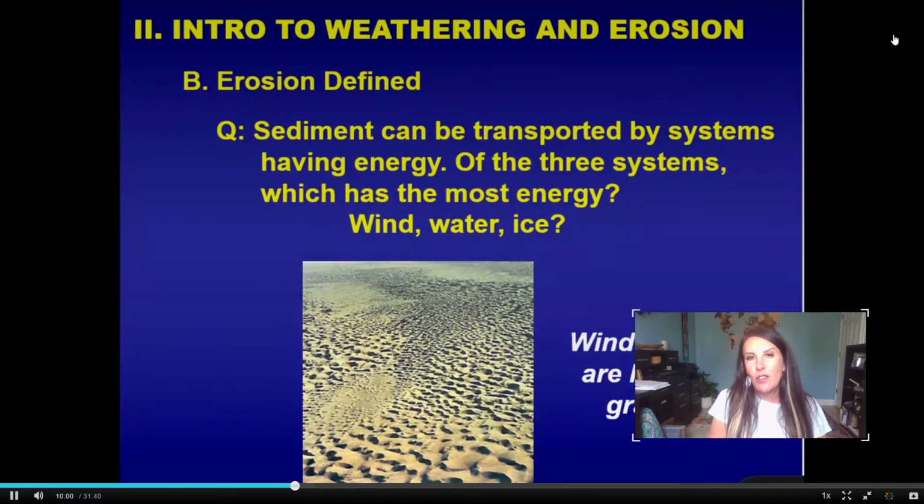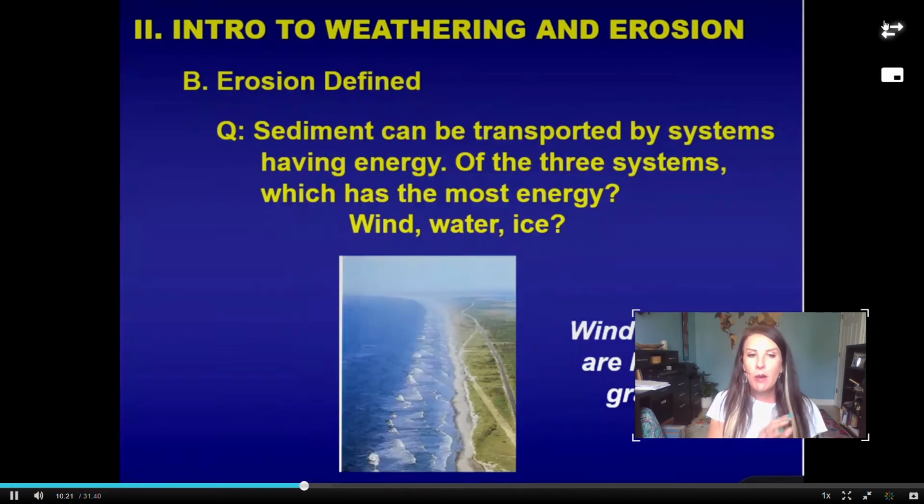I've been lucky enough to fly over the Sahara Desert, and it's spectacular in the size and scope of these major features. So wind can also have energy to transport sand-sized particles, so much smaller particles than we would consider a glacier. But then we can also consider water.